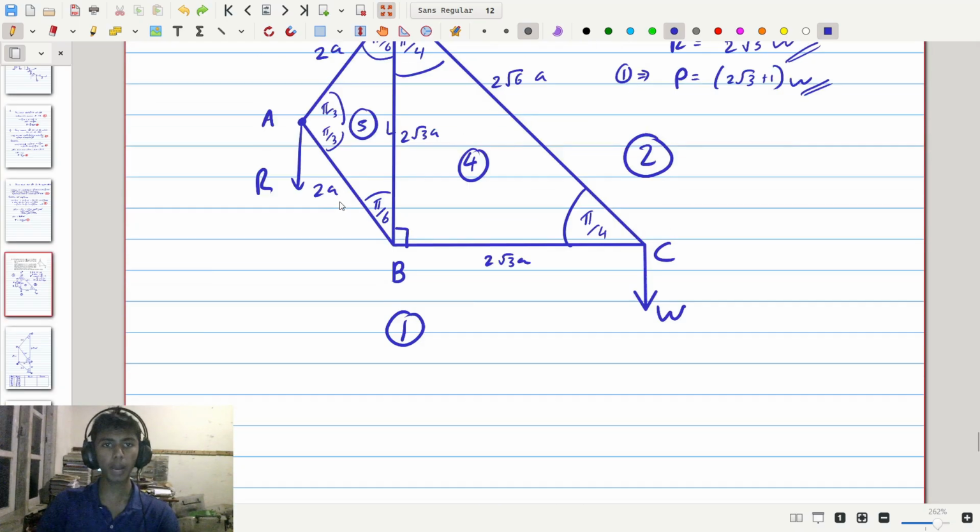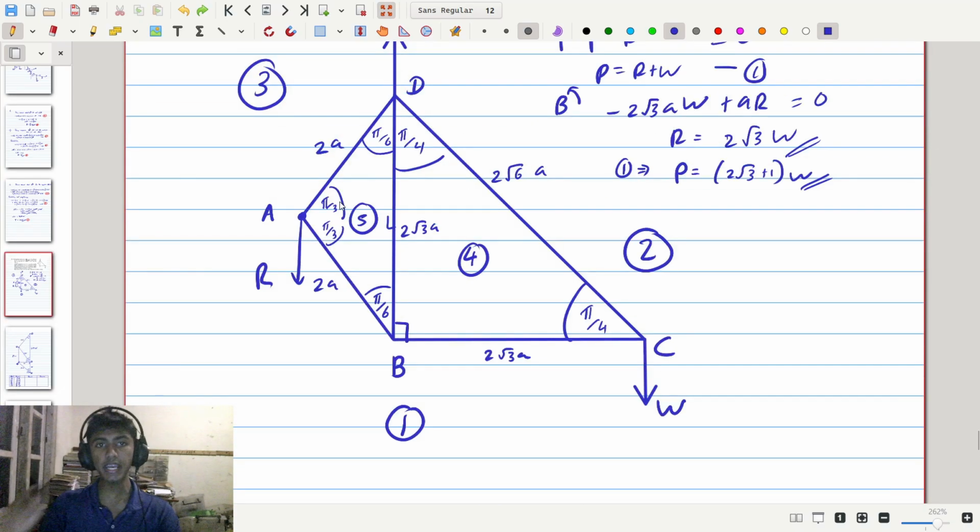Now that force of 2W is the force experienced by the point A. If the point A experiences a force of 2W like this, then the rod AB is going to experience an equal and opposite force in the opposite direction. So if the point A experiences a force of 2W in this direction due to rod AB, then rod AB is going to experience a force in this direction of magnitude 2W at the point A. Similarly, by symmetry, at this end, the rod AB is going to experience the same force of 2W, but now in this direction.